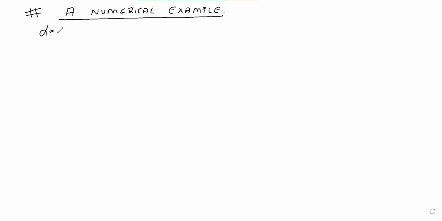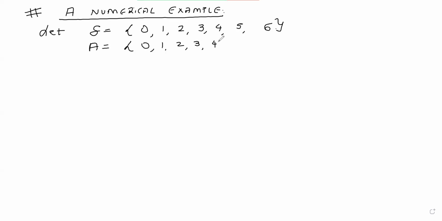So let the sample space be given by the set 0, 1, 2, 3, 4, 5, 6. Suppose this is my sample space. Let the event A contain the elements 0, 1, 2, 3, 4. Suppose event B contains the elements 3, 4, 5, 6. And event C contains the elements 1, 3, and 5.